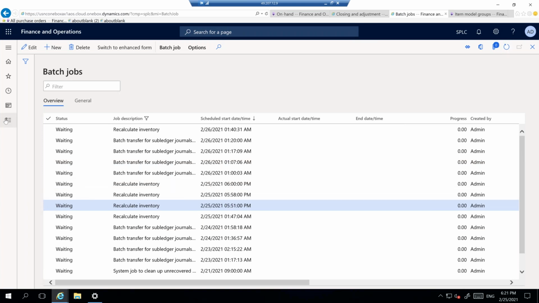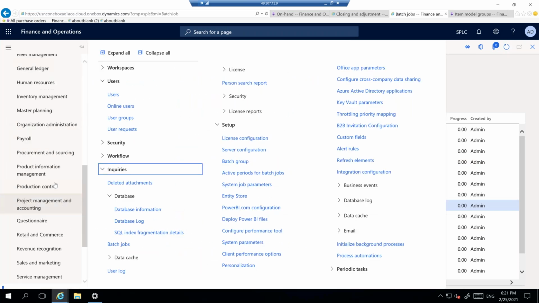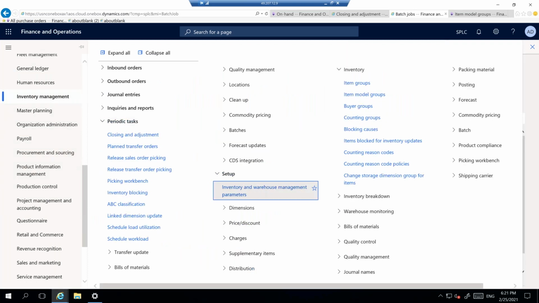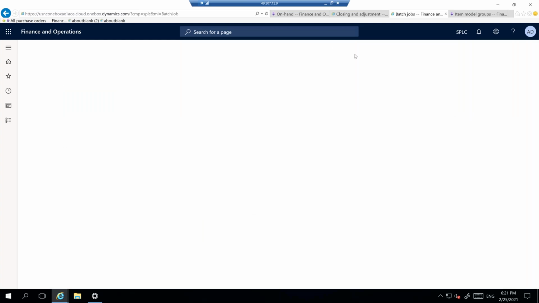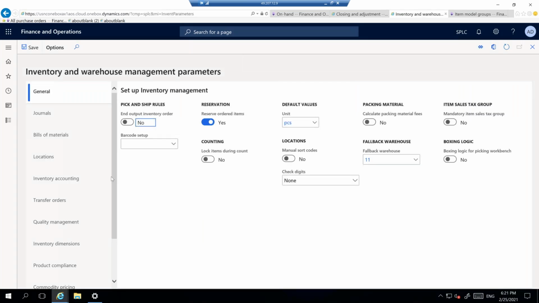Okay, so what is this fallback warehouse? We have discussed this in inventory. Who is asking, finance or the SCM consultant? SCM. Okay, so we have discussed this point. If you remember, what does this fallback warehouse mean?